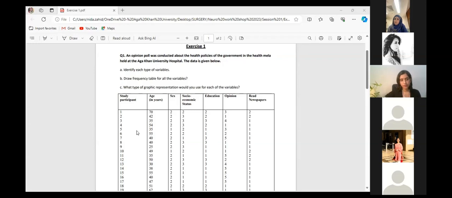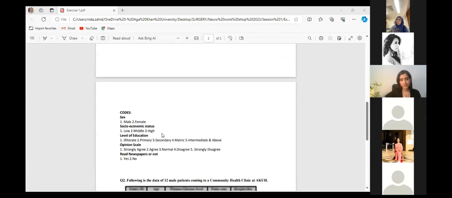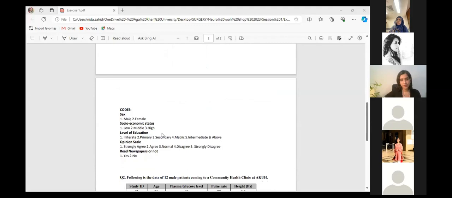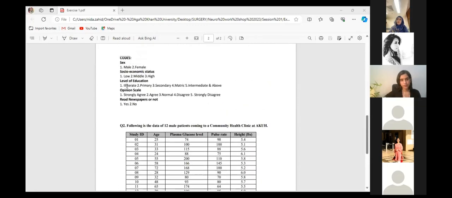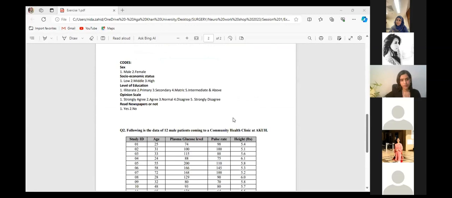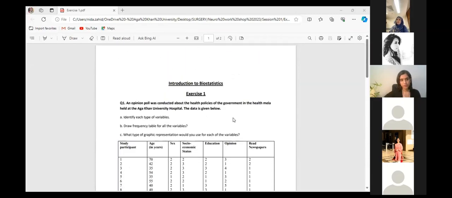Okay. Socioeconomic status? Okay, so some people are saying nominal, and what makes you say that it's a nominal data? So it's an ordinal data because it has an order: low, middle, and high, right? Educational status, opinion, reading newspaper. Can anyone suggest? Okay, level of education on opinion scale. Okay, ordinal, excellent. Yes and no? Excellent, nominal. So all of you are clear with this, right?